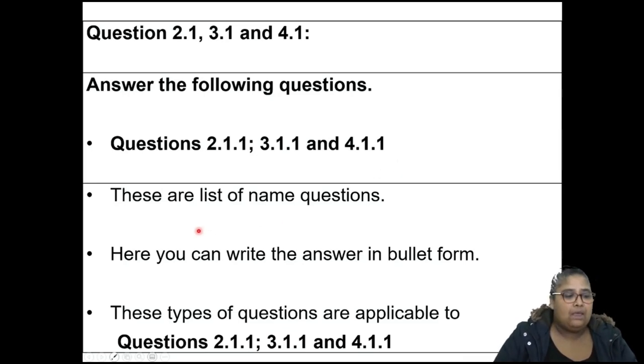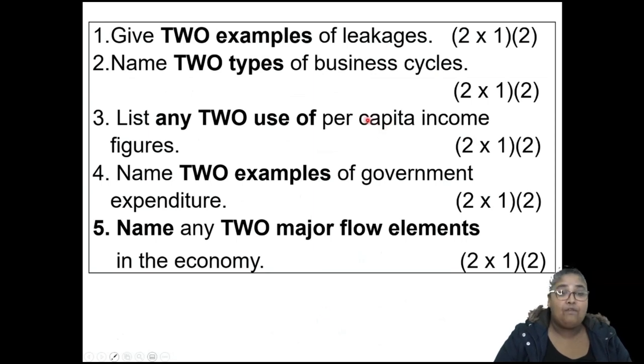These questions will normally be the questions where you are asked to list things or to name things, okay? So here you can write the answers in bullet format. So list two injections, two examples of injections, right? So those are the types of questions you would be asked here. So these are some examples of how question 2.1.1, 3.1.1, and 4.1.1 would be answered. So give two examples of leakages. Please take note of the mark allocation over here.